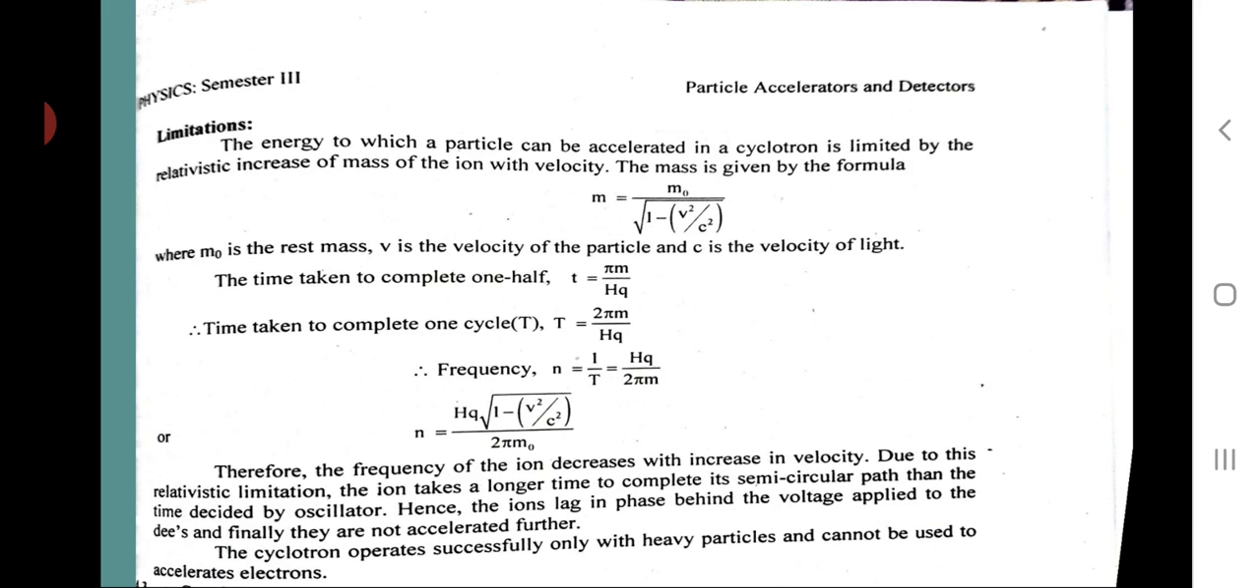Due to this relativistic limitation, the ion takes a longer time to complete its semicircular path than the time decided by the oscillator. Hence, the ion lags in phase behind the voltage applied to the Ds, and finally they are not accelerated further. The cyclotron operates successfully only with heavy particles and cannot be used to accelerate electrons.